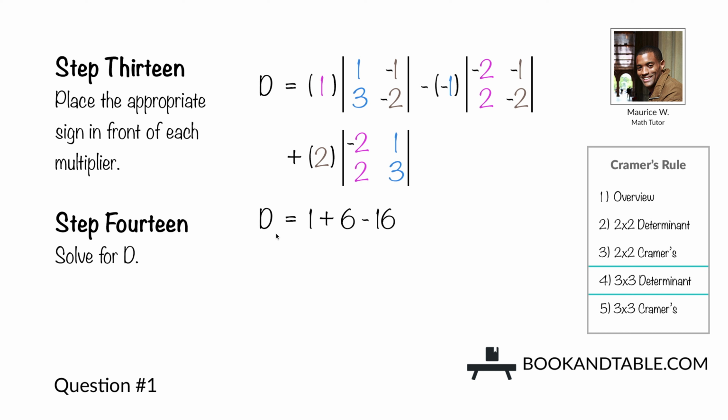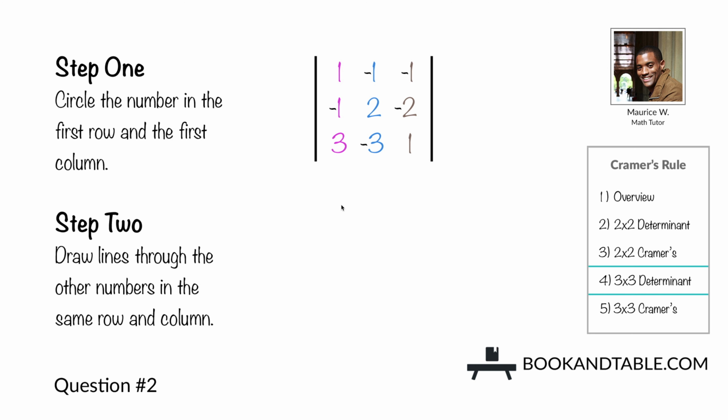So now we see D is equal to 1 plus 6, which is 7. And 7 minus 16 is negative 9. So when we use method number 1, we found the determinant was equal to negative 9. And this time we use method number 2, and again the determinant is equal to negative 9. So that is the answer to question number 1. Let's now have a look at question number 2.